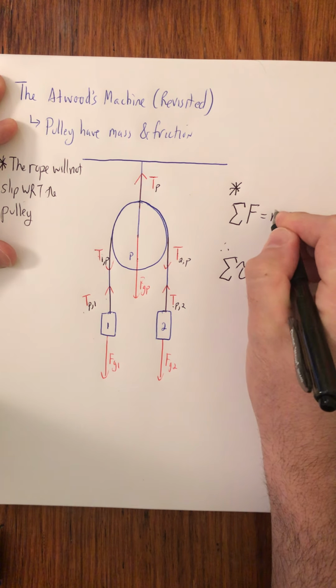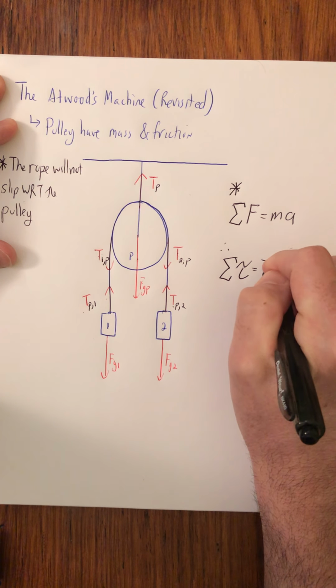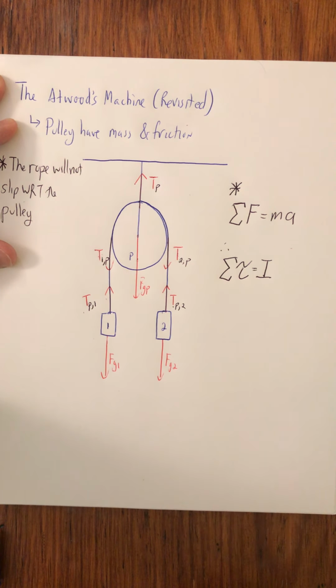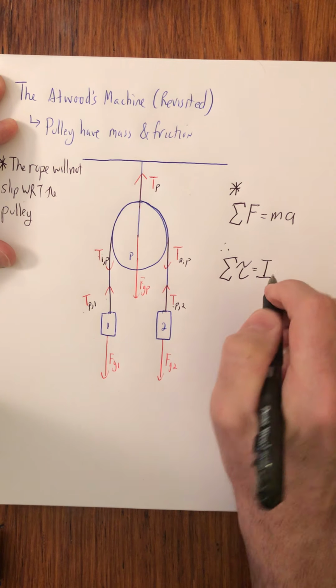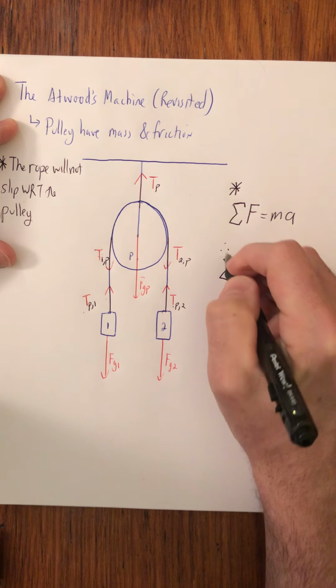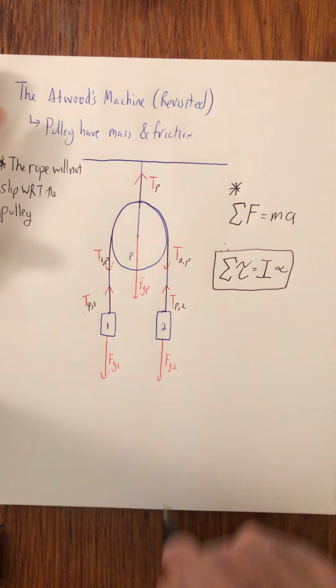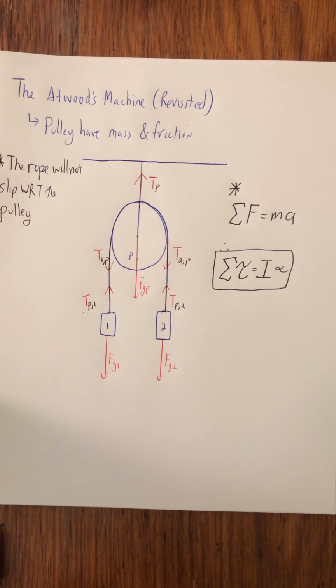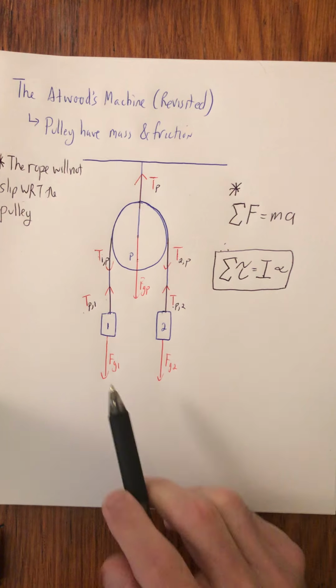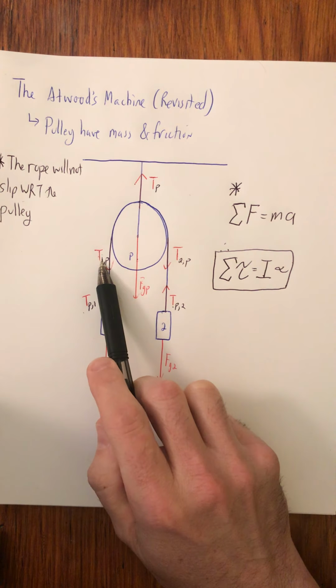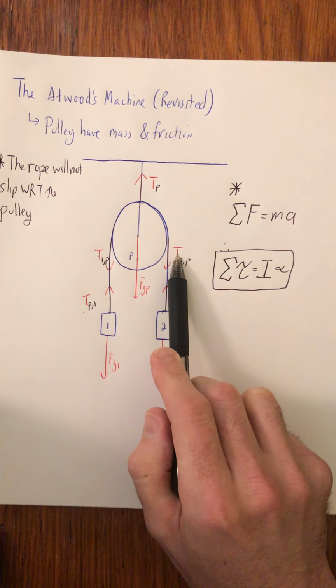In the place of mass, which is an inertial term, we're going to have the rotational inertia, and where we had a here, we're going to have alpha. And so the net torque is equal to I alpha. So therefore, why do these things need to be different?